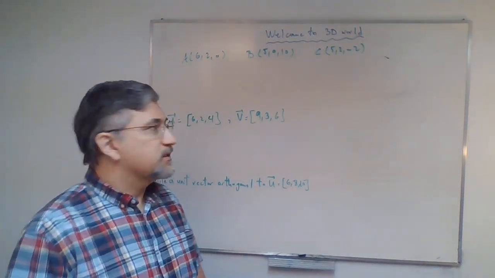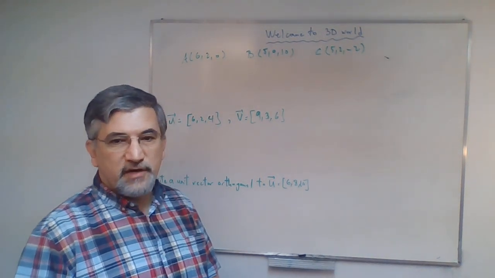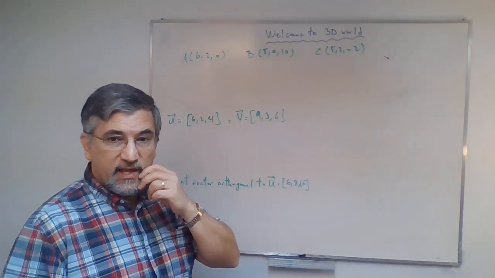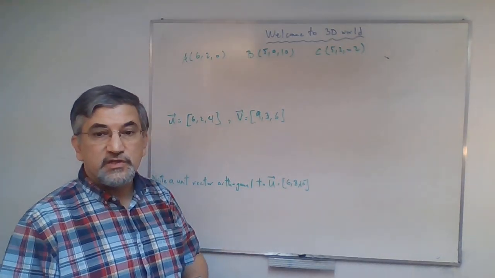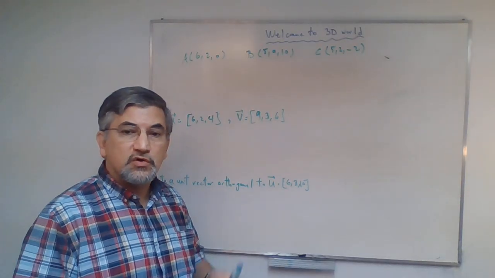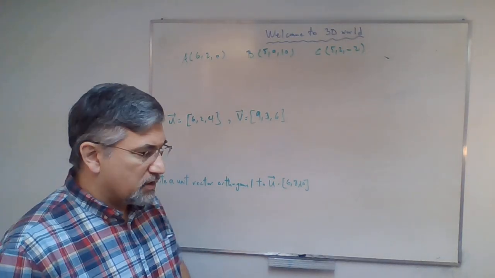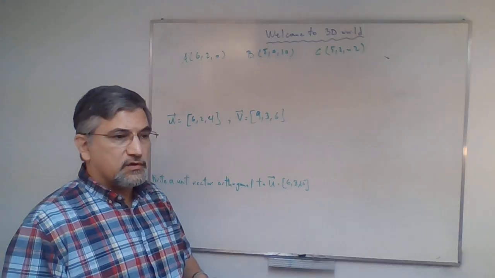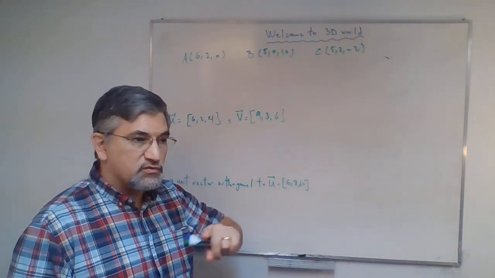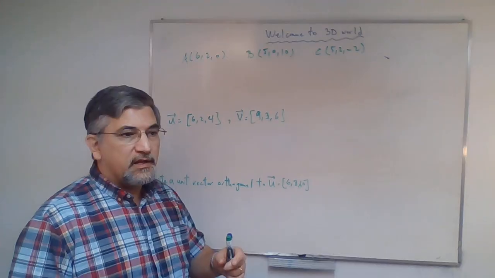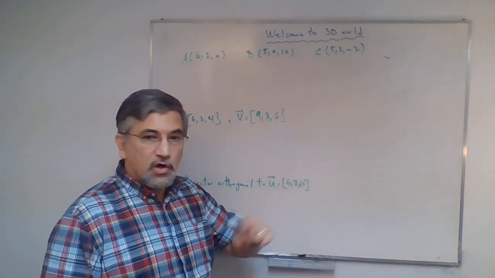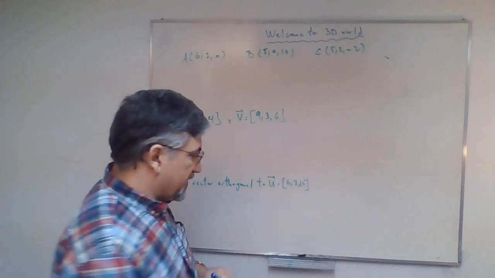Okay, welcome back. More examples on 3D vectors. So we have 3 points, A, B, C, and these points are in the 3D space. And we just want to know if these 3 points are collinear or not collinear. Collinear points are points that are on the same line. A line passes through all 3 of them. And the non-collinear points are points that are not all on the same straight line.